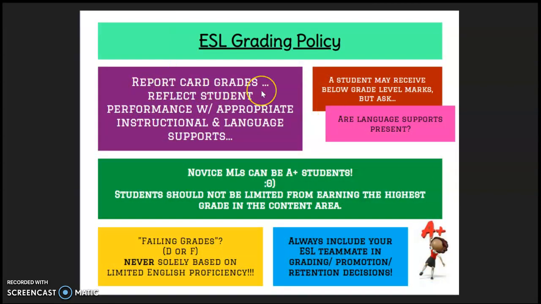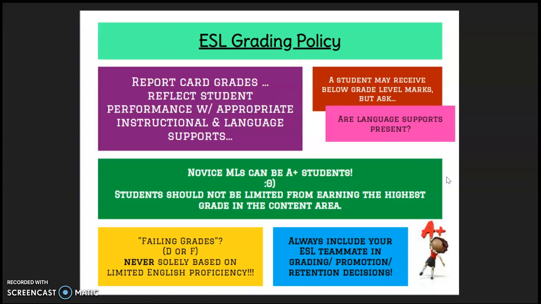Report card grades. Now again, this is going to look different K-2 to 3-5. They reflect student performance with appropriate instructional and language supports. A student may receive below grade level marks, but you should ask yourself, and you all are super intelligent, I know you're asking yourself this every 5 minutes, are the language supports present? And if they're not, how can we add those? Novice MLs can be A+ students. Students should not be limited from earning the highest grade in the content area.